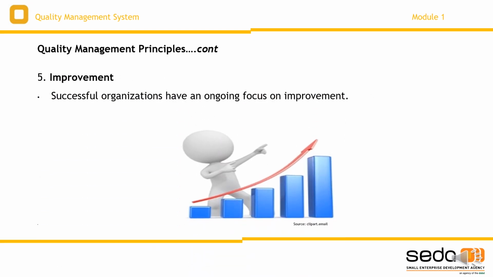For your business to remain relevant, you need to ensure that you continuously improve your products or services. So, successful organizations have an ongoing focus on improvement. Organizations operate in a very competitive environment, so they must always strive to improve their products or services. And we normally say in any process, there is always room for improvement. A strong quality management system requires change. Without improvement or change, organizations will ultimately be overtaken by their competitors.